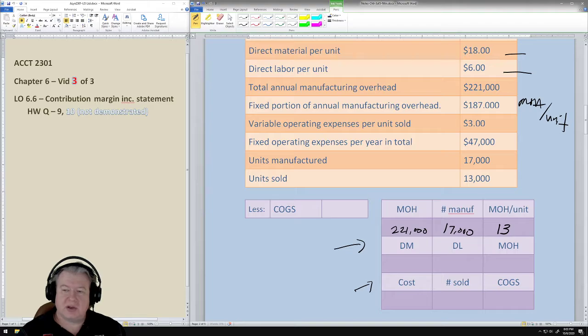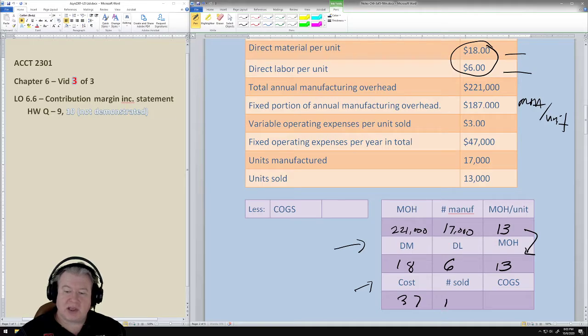All I'm doing here is direct materials. We're given these two items right here, 18 and 6, right? And we just figured out this one. So when we add those three together, those come to 37. And numbers sold, how many did we sell? We sold 13,000. And that comes up with a COGS of 481,000. So I will kind of point out something here, and we'll plug that into our income statement.